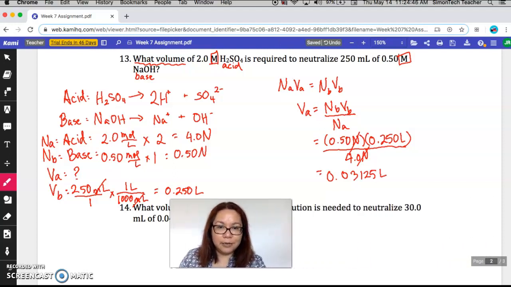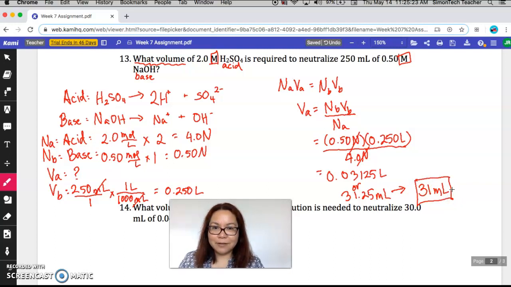But you can always switch this back to milliliters. Let's turn this back into milliliters. We're just going to multiply by 1,000, or 31.25 milliliters. Let's take a look over here: 2 sig figs, 3 sig figs, 2 sig figs. The least number of sig figs is 2, and this will be just plain 31 milliliters. And that is how you figure out number 13, the first problem.